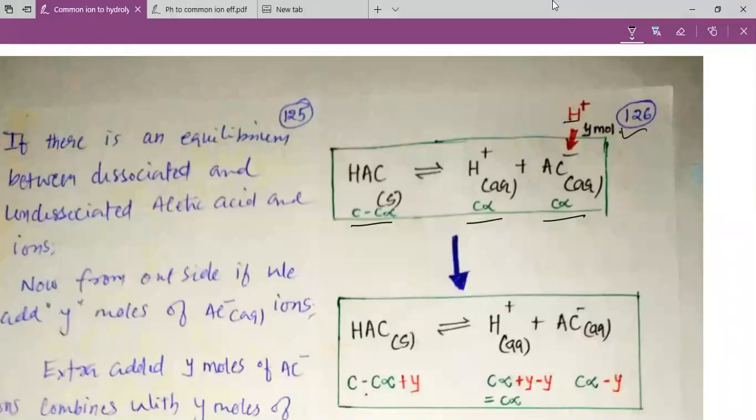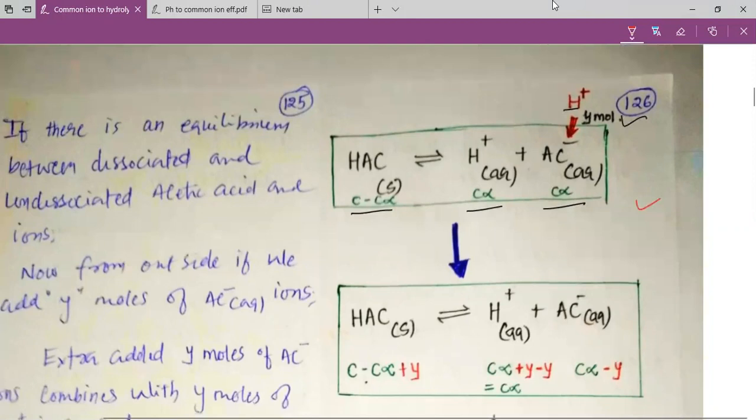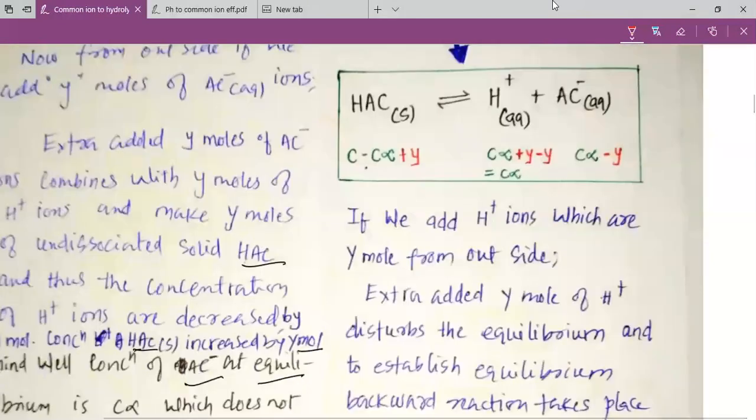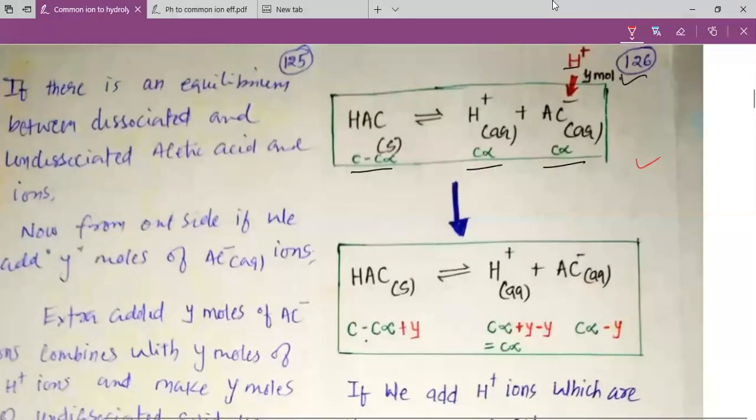As we add Y moles of H plus ions from outside, it is easy now for you to understand, as we have discussed, a similar kind of process takes place. This extra Y moles of H plus ions makes the concentration of H plus ions C alpha plus Y. But at the same time, these extra Y moles of H plus ions combine with Y moles of AC minus. Thus the concentration of AC minus is decreased and becomes C alpha minus Y, and they both produce the undissociated HAC. So the concentration of HAC has been increased.